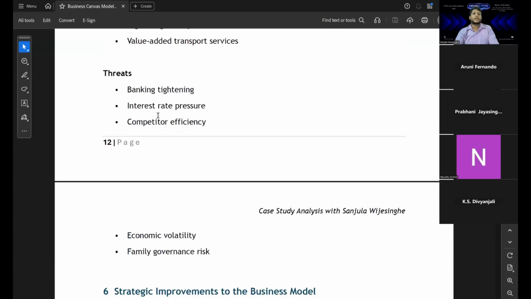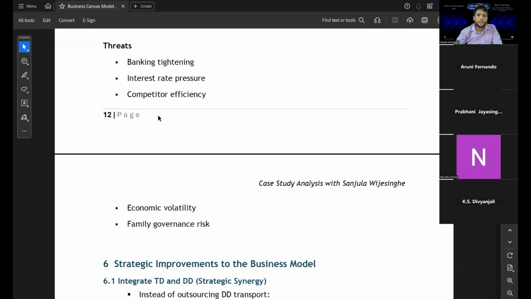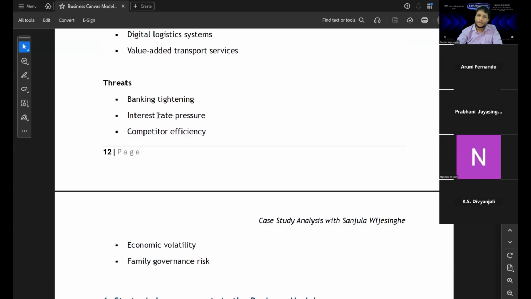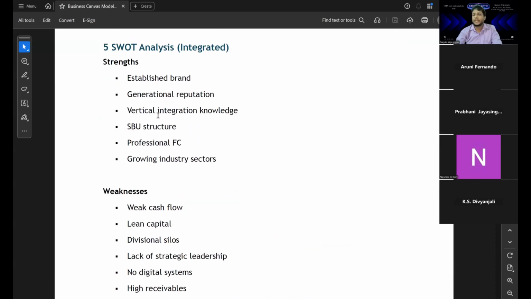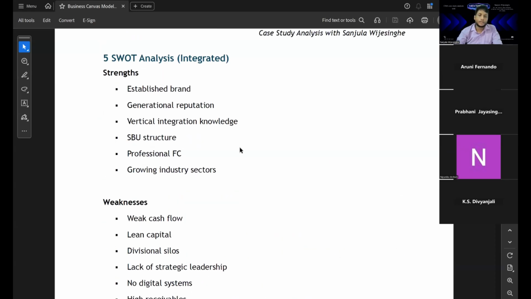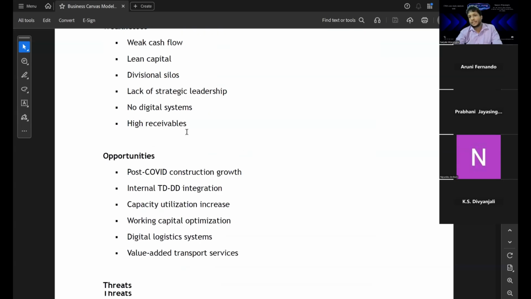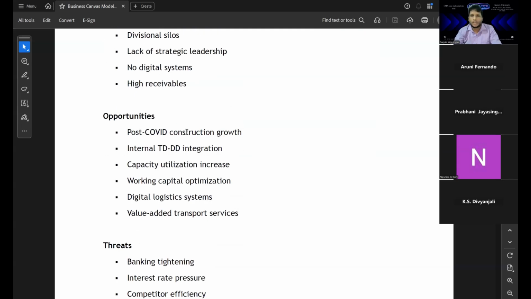Threats, let's say banking, interest rate pressure, competitive efficiency, economic volatility and family governance risk. Those are the threats. Now in addition to these, you have learned some more threats. I have added this SWOT analysis here because I need to explain comprehensively to you. Otherwise we could simply skip it, but ultimately this should be a perfect one. That is why I have added it here as well.